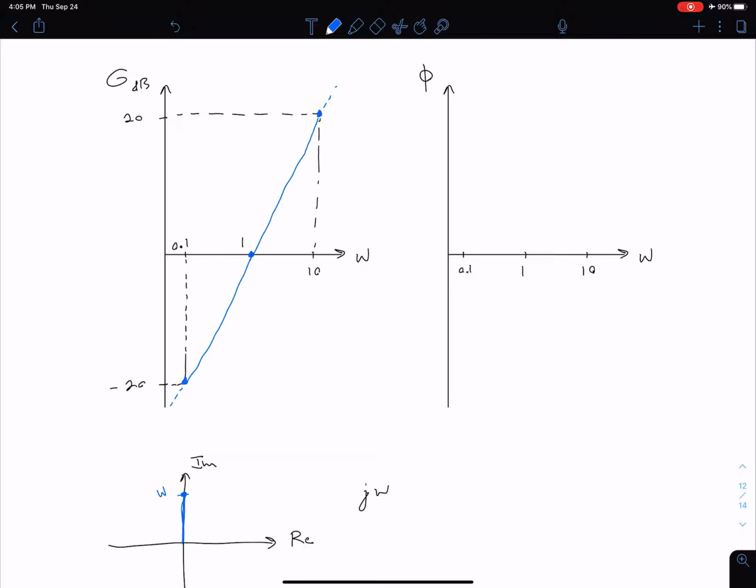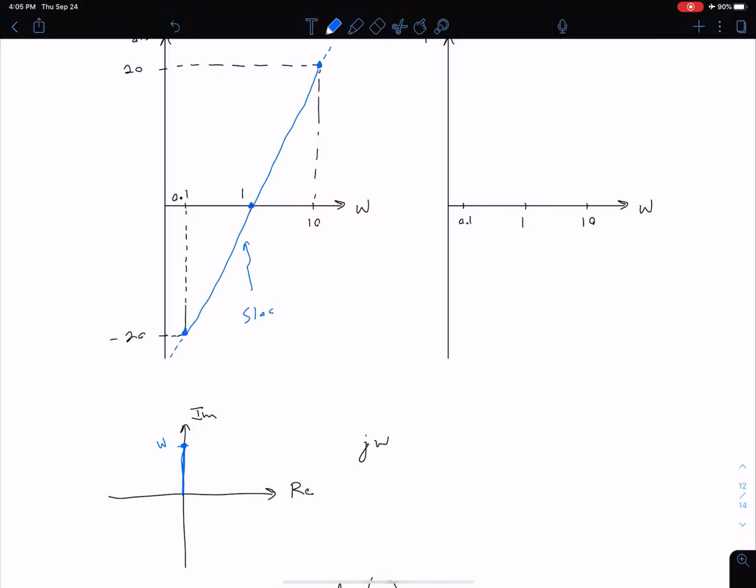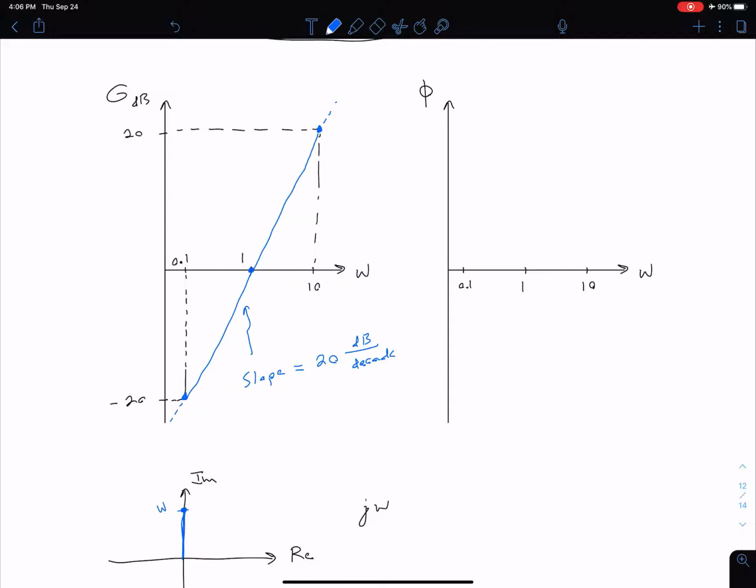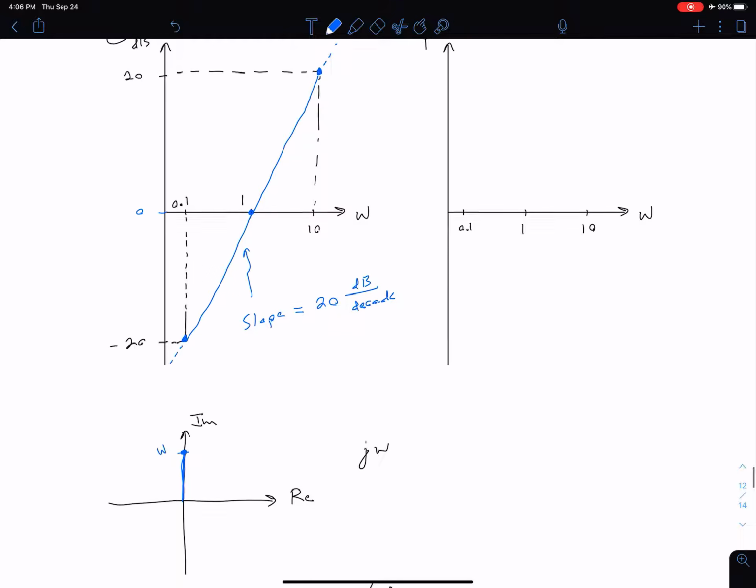But the important thing to note here is that we have a slope, and our slope is going to equal 20 decibels per decade. So 20 dB per decade. And so per decade is, of course, just if, for instance, we're going from 1 to 10, that's a 1 decade increase. And so we're saying if we make that 1 decade increase in this case, we are increasing by 20 decibels, as we see from going from 0 to 20. Okay, so that is for our magnitude.